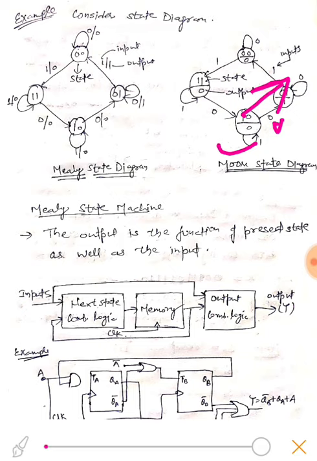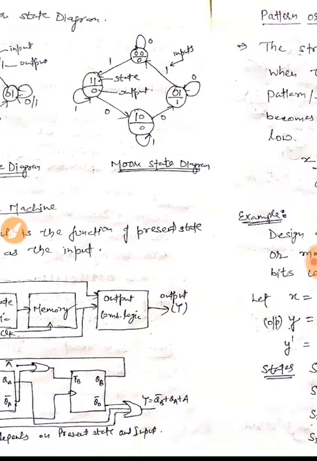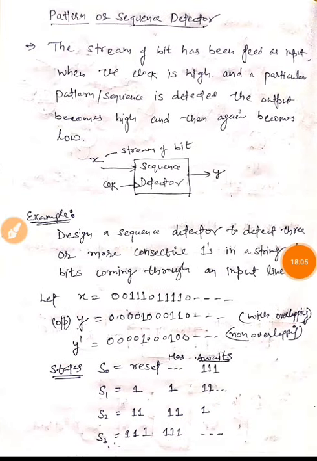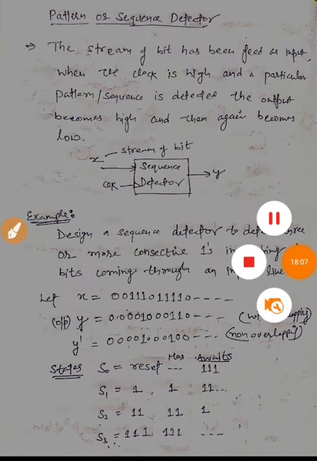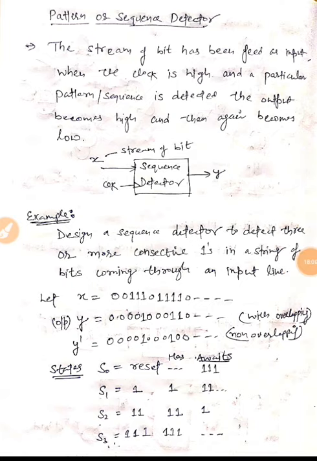So in Mealy machines, output depends on both the present state and present input, and in Moore machines, the output depends only on the present state. Now let's try to understand this problem with a sequence detector, which is also in your course. We will now see how we can implement a sequence detector using an FSM, that is a finite state machine.